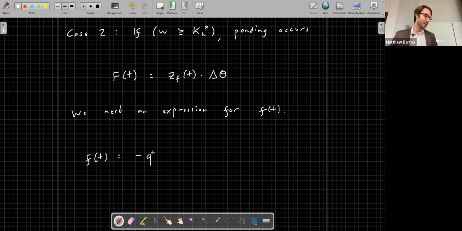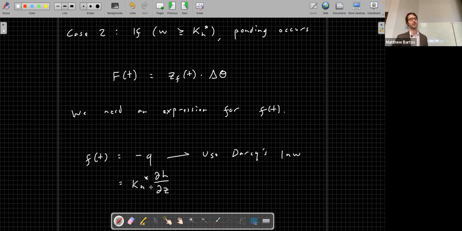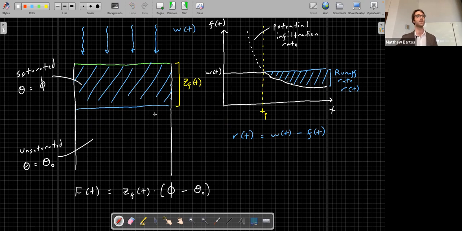Darcy's law, yeah. So the idea behind the Green-Ampt equation is to use Darcy's law to compute this infiltration rate. We're going to use a discrete approximation of Darcy's law. So let me write this out. If F of T is equal to negative Q, that means F of T is equal to KH star times dH by dZ, right? Because Q is equal to negative KH star times dH by dZ. So the idea behind Green-Ampt is to apply Darcy's law across a discrete distance delta Z. We're not going to compute this derivative here. Rather, we're going to look at two discrete points and compute a discrete derivative.